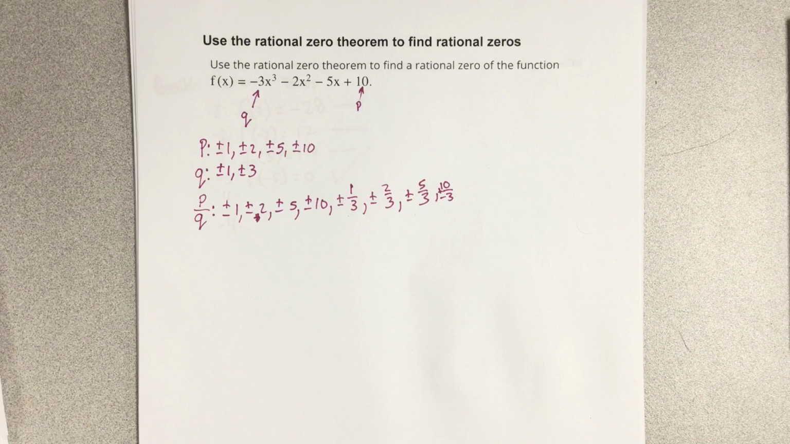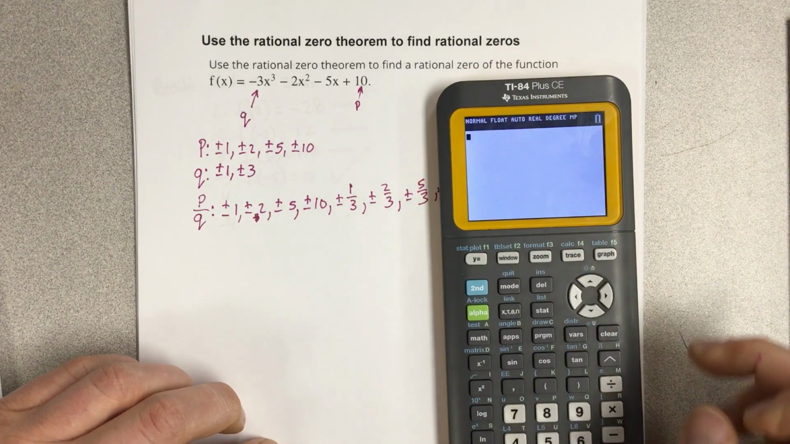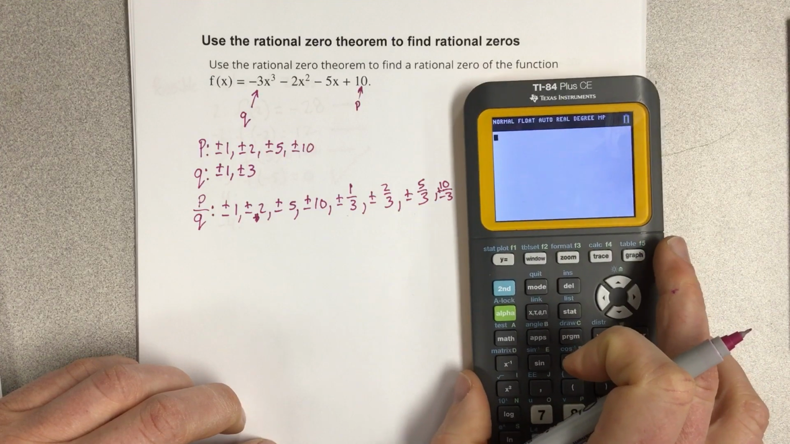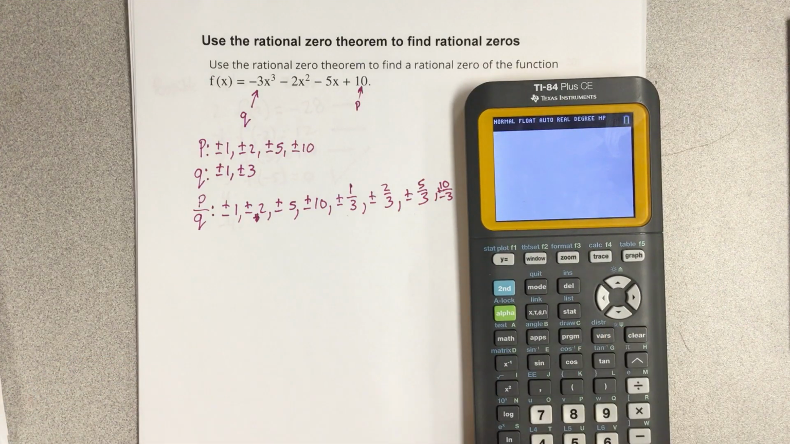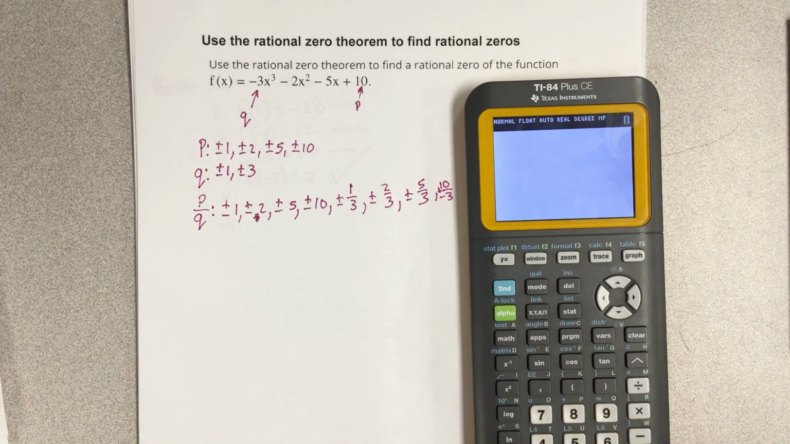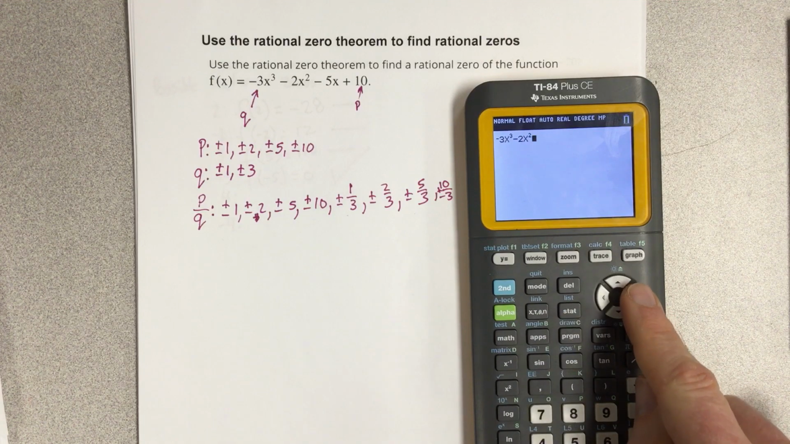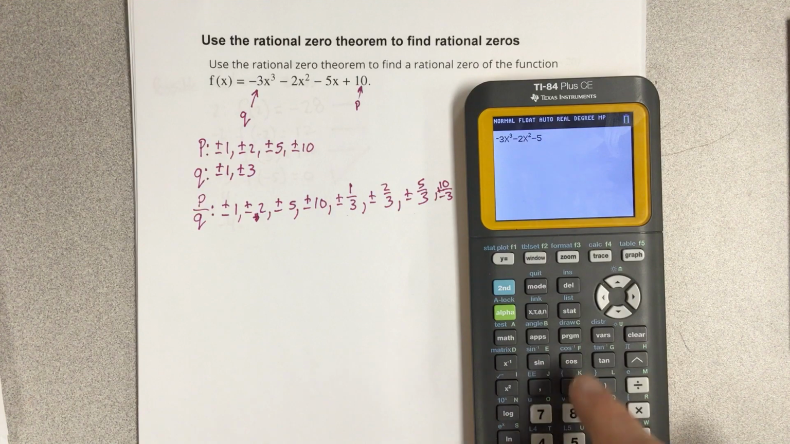And then we're going to start checking these to find a rational zero. So the best way to check is to just start plugging the entire function into the calculator and start plugging in all these numbers. So negative 3, x to the third, minus 2, x squared, minus 5x, plus 10.